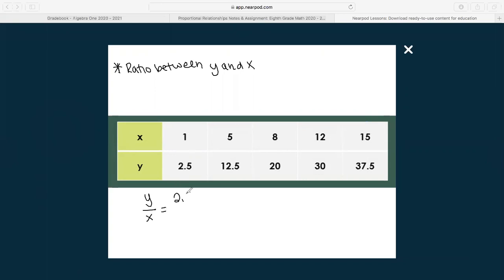So 2.5 over 1. We're trying to see if that equals 12.5 over 5. We're trying to see if that equals 20 over 8. I don't know if it equals yet. I haven't even done it. We're trying to see if that equals 30 over 12. And we're trying to see if that equals 37.5 over 15. So I'm going to grab my calculator.